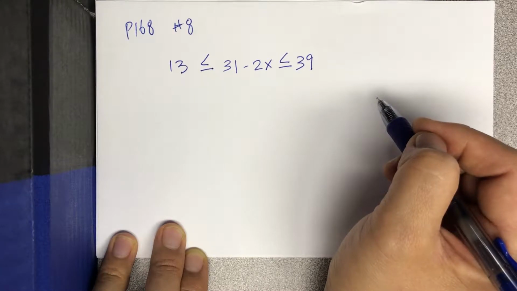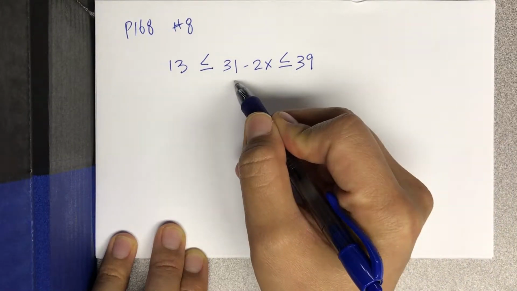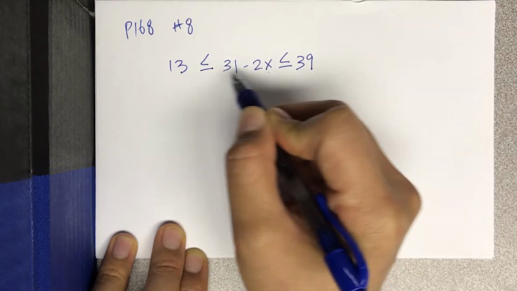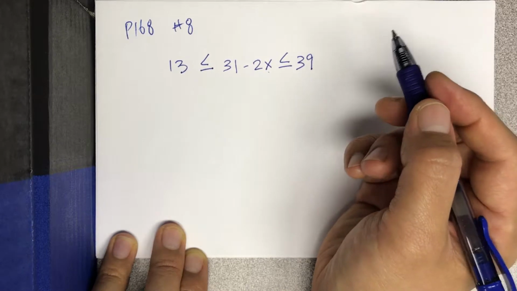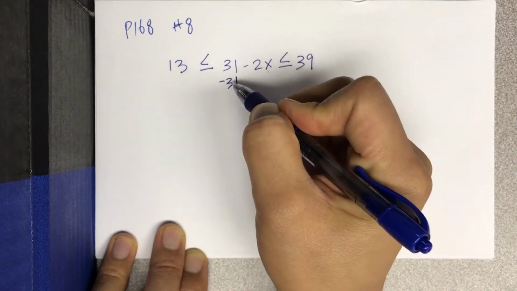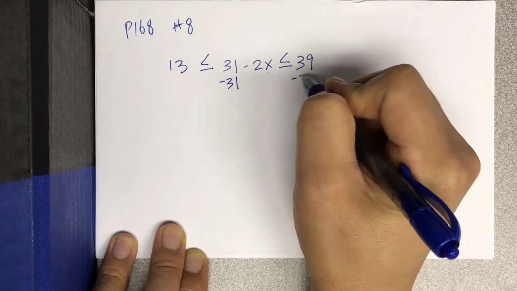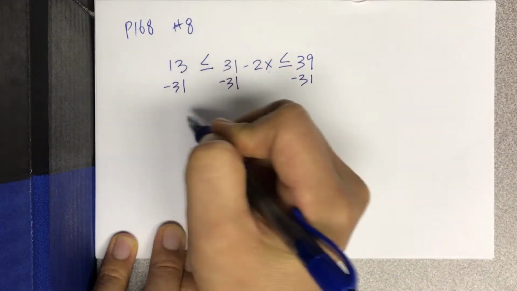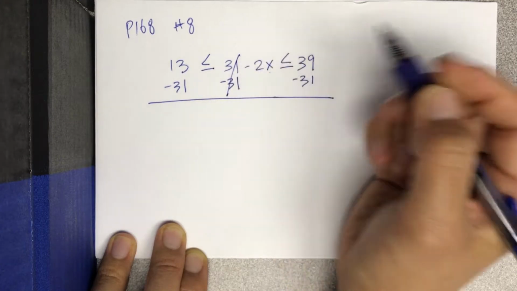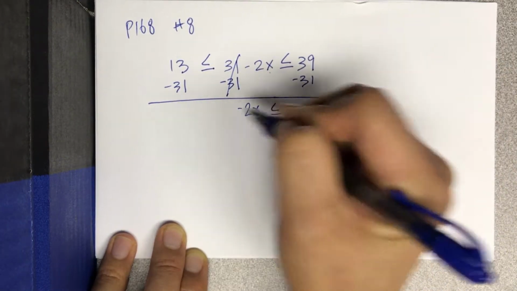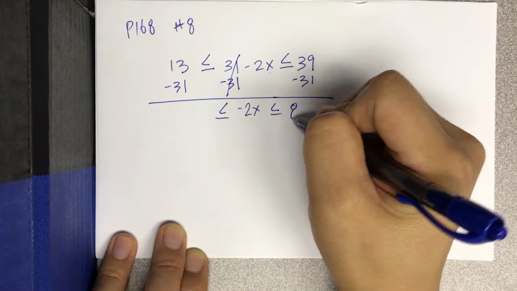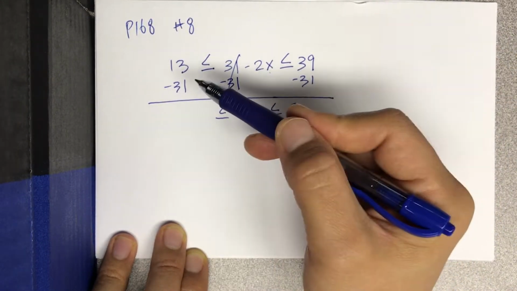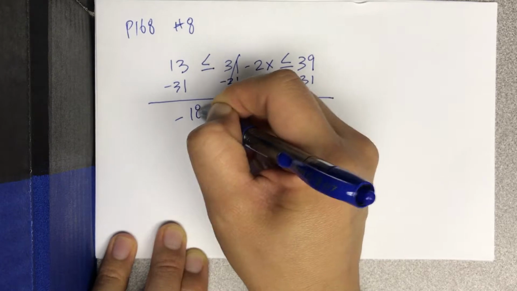So we need to basically find out what is x. So what should we do in this situation? We have to isolate the x. So what do we do to the 31? You're going to subtract out the 31. Whatever you do inside, you have to do it to the outside. So minus 31, minus 31. Okay, that's going to cross out this 31, leaving a negative 2x in the middle right here. And 39 minus 31 is 8. And 13 minus 31 is negative 18.